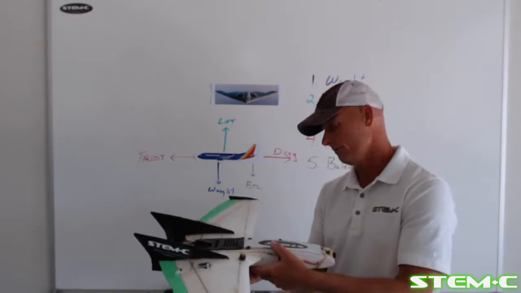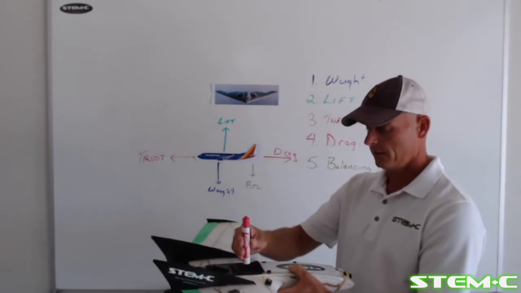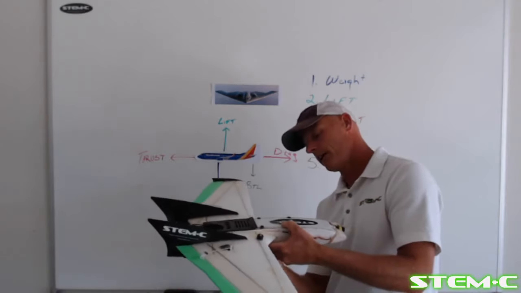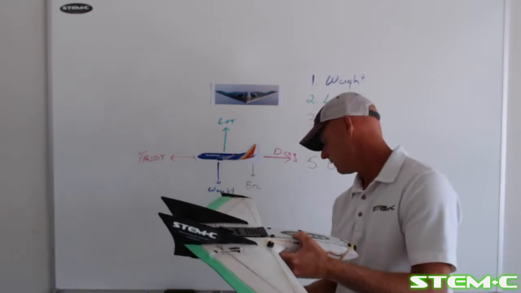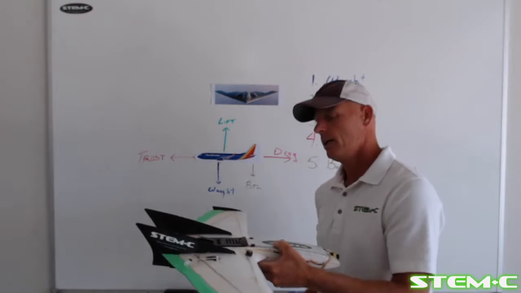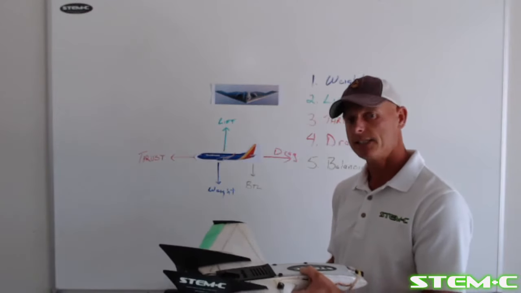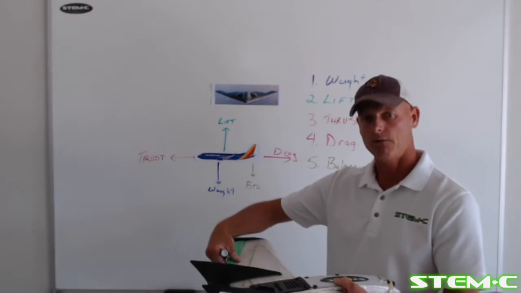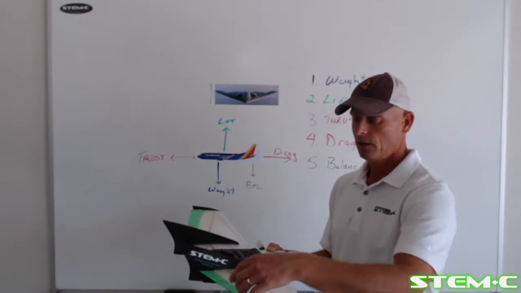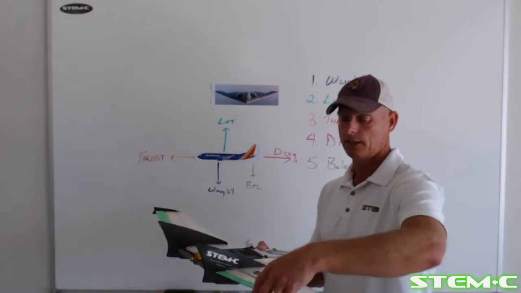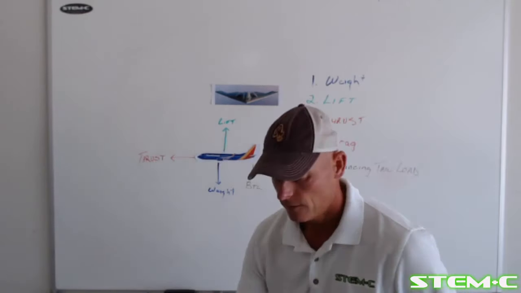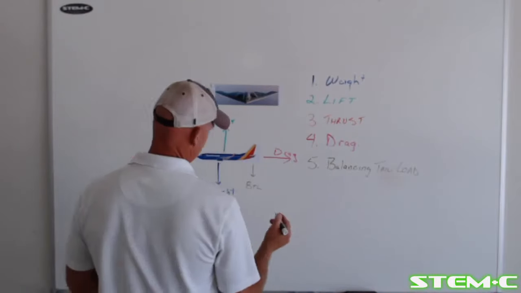So on this airplane, my lift vector is going to be right about here. My weight vector is going to be right about here. So I got lift, weight, and now you say, but wait, there's a balancing tail load. Where is it? Where is it coming from? In a wing airplane, we have something called reflex. These are called elevons on a wing airplane. Those elevons are actually tilted slightly up.